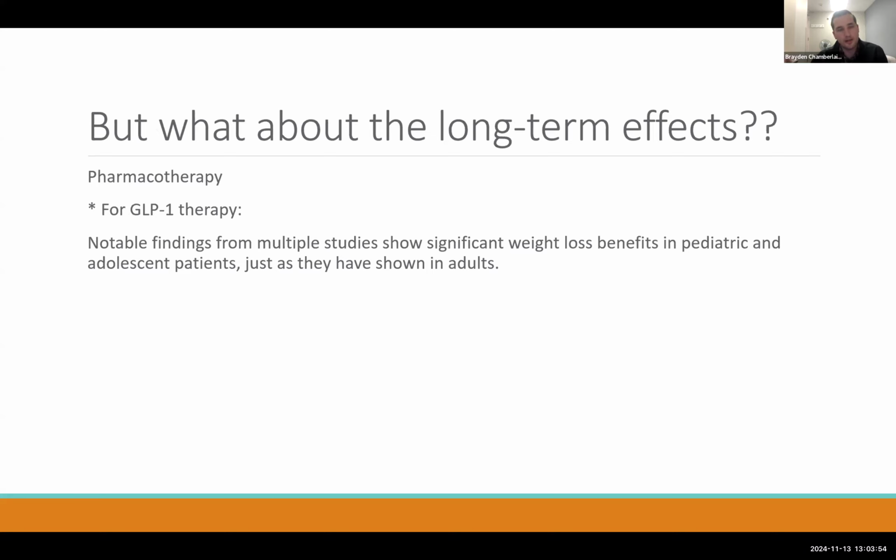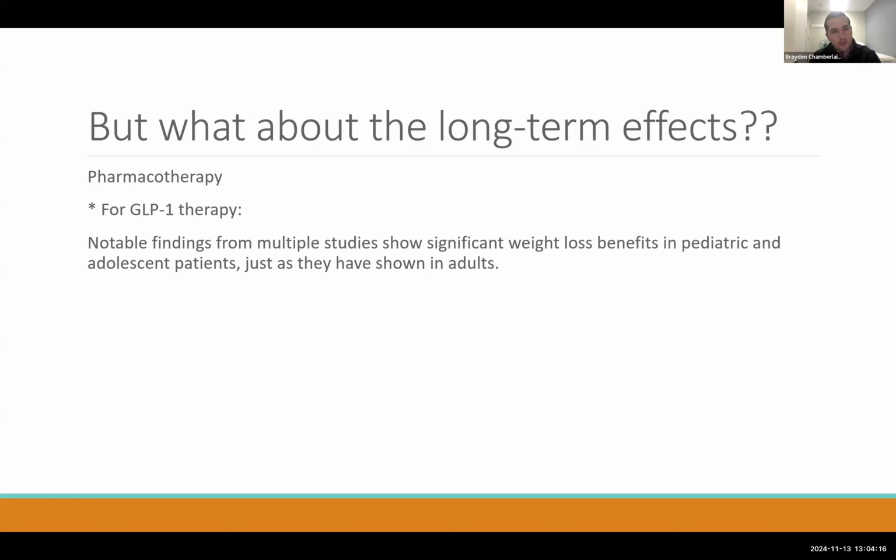But obviously, especially in kids, you always wonder about the long-term effects because anything started at this age could have a domino effect down the road. The evidence that we have now, I'm going to present to you, and then we'll go through what we have and what we can't really talk about yet.